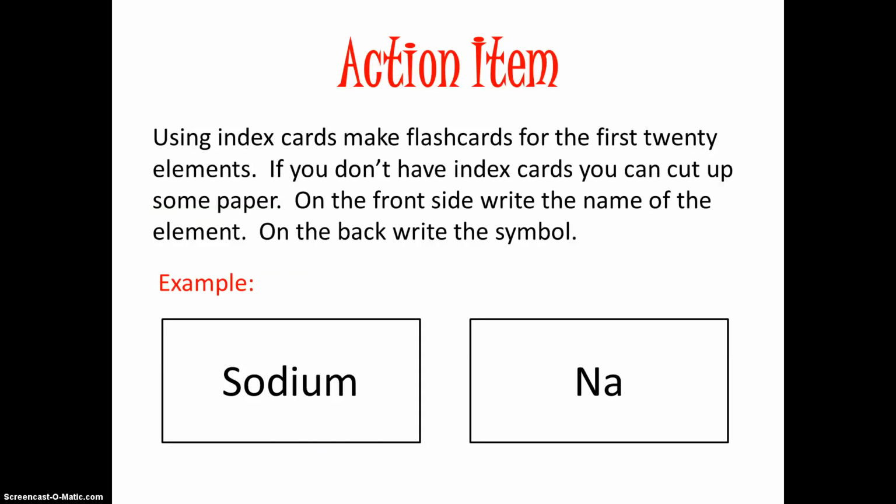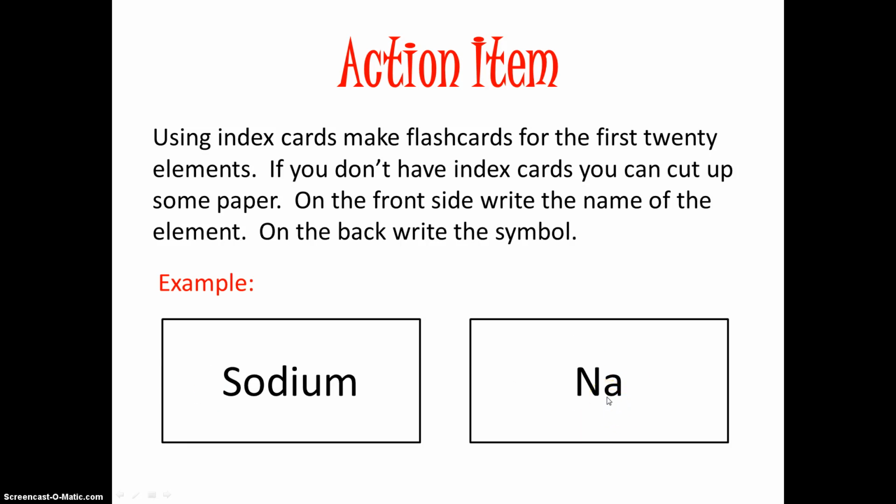We do have an action item today. Using index cards, we want you guys to make flashcards of the first 20 elements on the periodic table. And if you don't have index cards, cut up some paper. And on the front side, you're going to write the name of the element, as in this example, sodium. And then on the back side, the symbol. That way you guys can get used to, when we say look up sodium, you're not going, where's sodium? Because Na doesn't look like sodium.